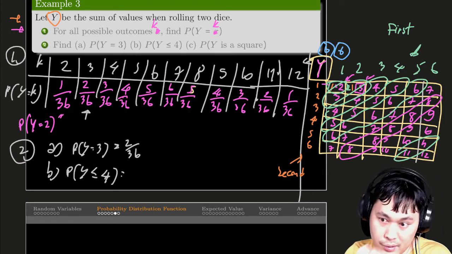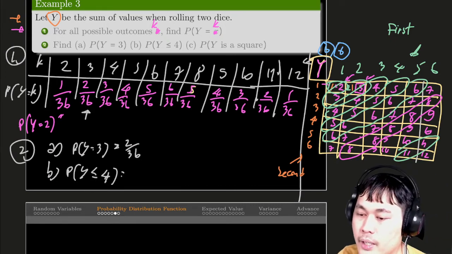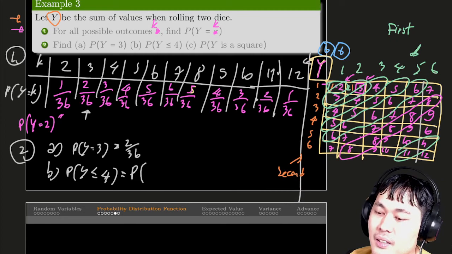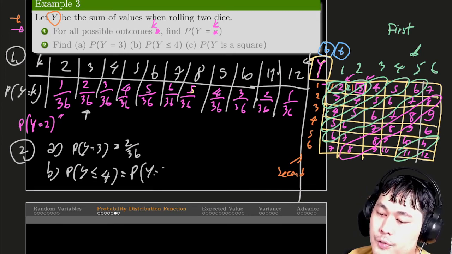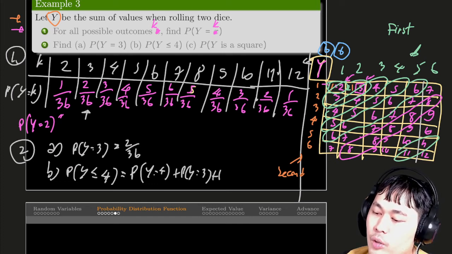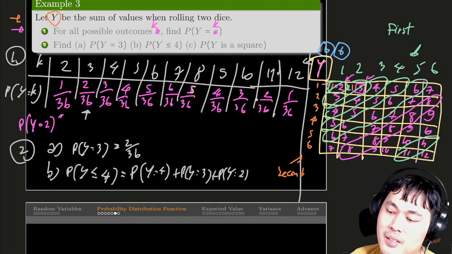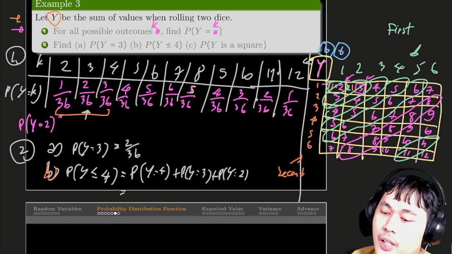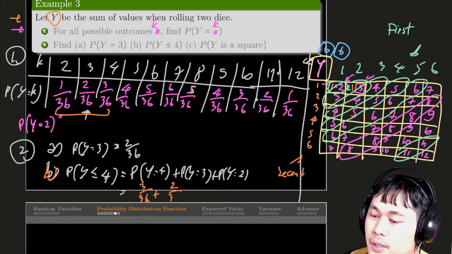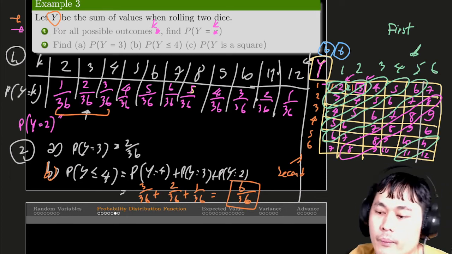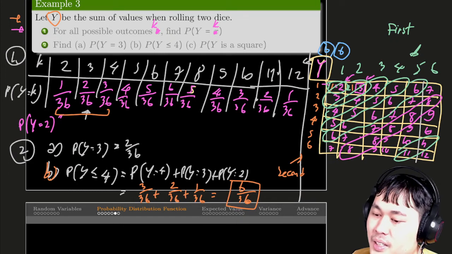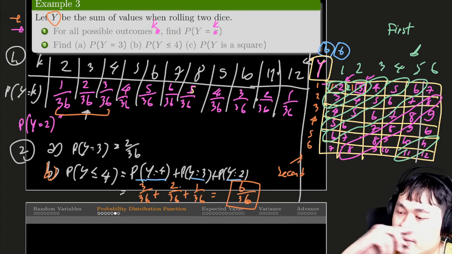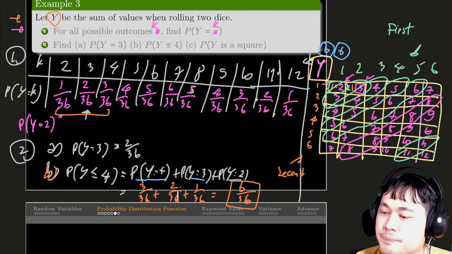And for B, we look at events when the sum is less than or equal to 4. Again, you can look at the table, or you can split them into cases. If it's less than or equal to 4, then it could be a 4, or a 3, or a 2, but it can't be 1 or smaller. So it's a tricky case. But you can see right away that it's 3 over 36 plus 2 over 36, plus 1 over 36, which is 6 over 36. And so that's that. You can see that each event right now has different probabilities.